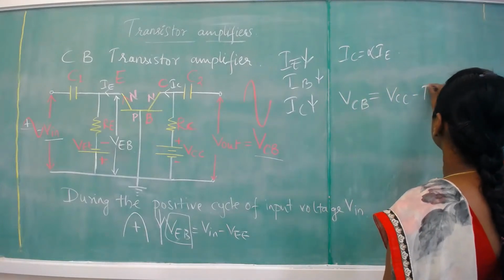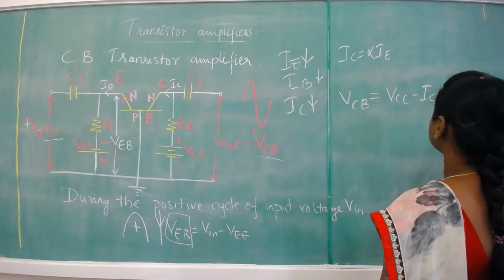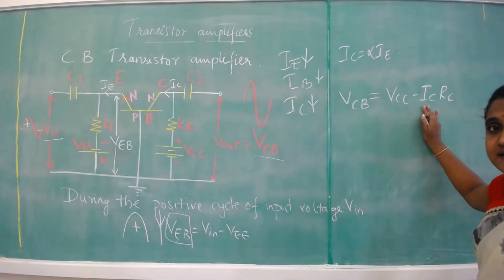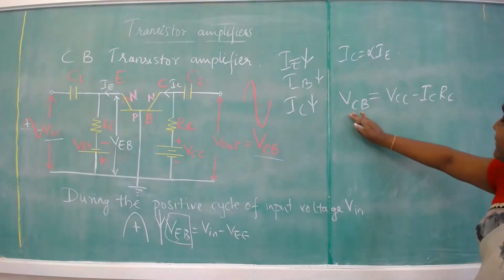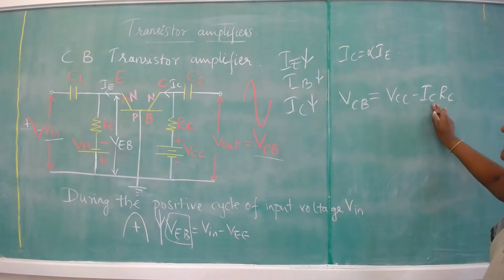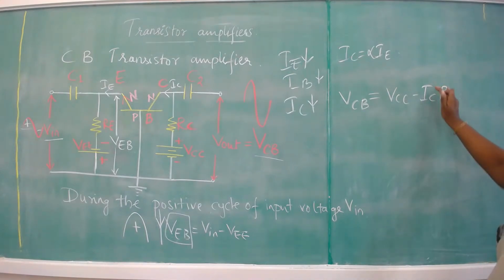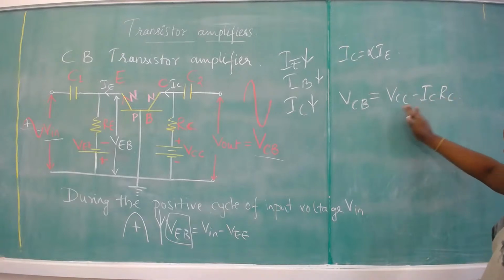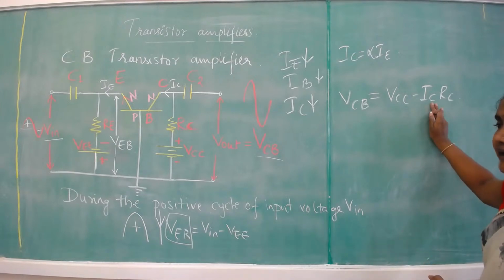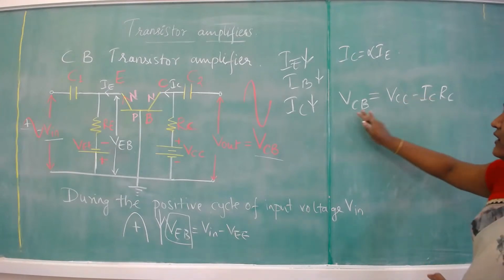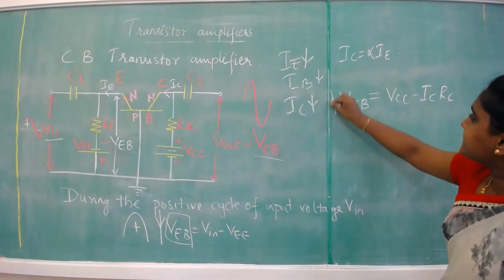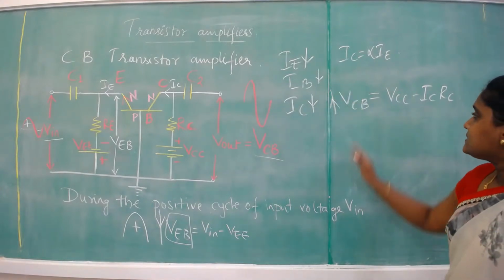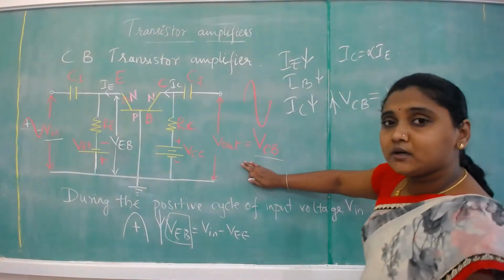VCC minus ICRC. So what is happening? Basically IC is decreasing. Okay, and VCB is total VCC minus ICRC. When IC is decreasing, so what happens? The value is increasing because the value that is getting subtracted is reducing. So overall effect will be increase in this VCB. Okay. So this VCB, that means the output, is increasing.